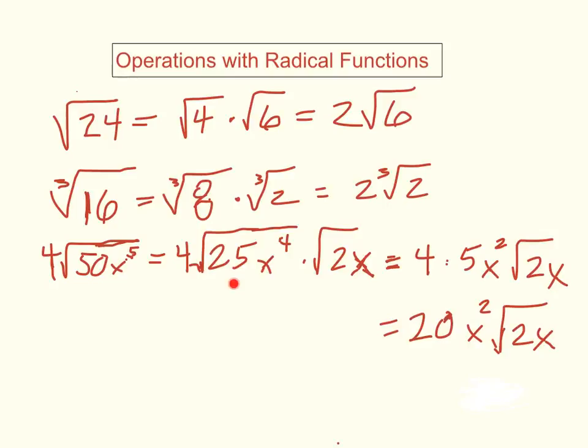Well, square root of 25 is 5. The square root of x to the 4th is x squared. And that leaves me with the square root of 2x. And then 4 times 5 times x squared is 20x squared times the square root of 2x.